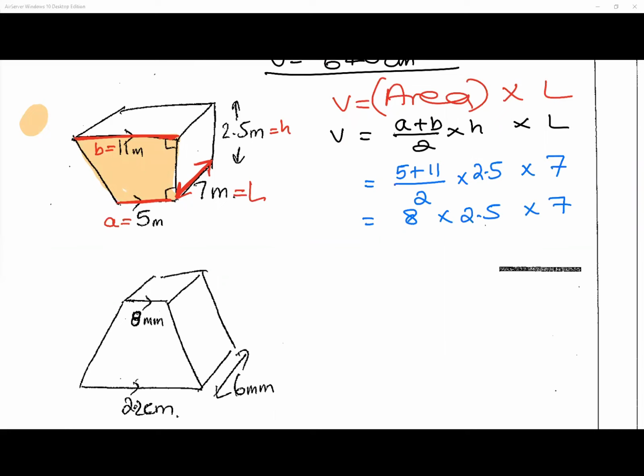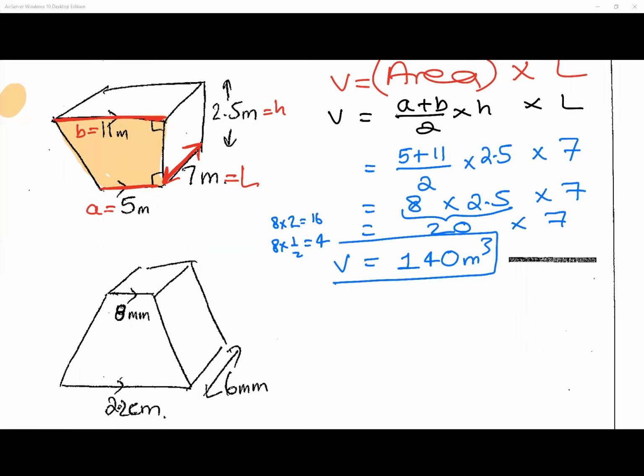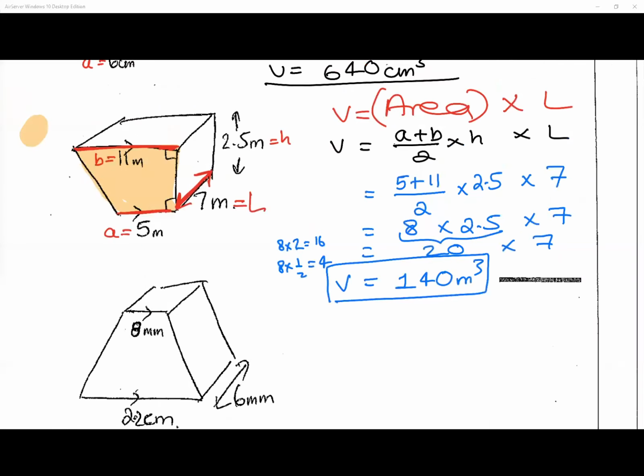8. What's 8 times by 2.5? 8 times by 2.5 is 20. 8 times by 2.5, you do first of all on the side. 8 times by 2 and 8 times by 1/2. 8 times by 2 is 16. And 8 times by 0.5 is 4. So that gives you 20. Okay, that's fine. 20 times by 7 is? 140 meters cubed, not squared.